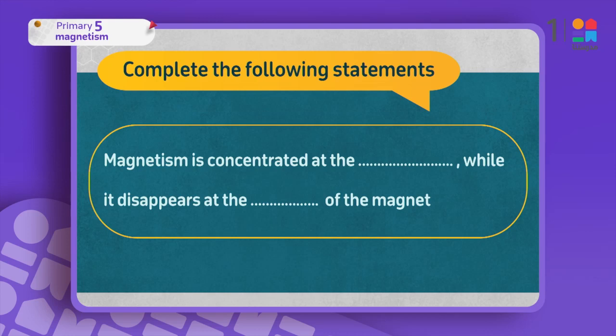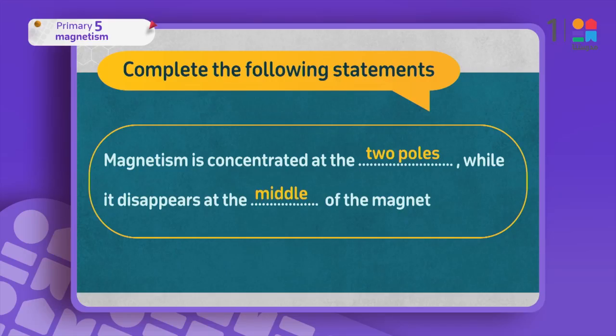Also a complete question. Magnetism is concentrated at the blank while it disappears at the blank of the magnet. Where is it found the most? Concentrated at the two poles of the magnet, but it disappears at the middle. We agreed that the magnet has two poles; the attraction force is concentrated at the two poles, but it decreases gradually as we go to the middle of the magnet and it disappears at the middle.